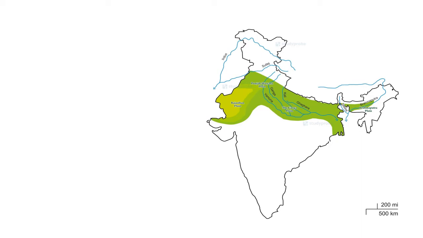Welcome students, and in today's class I will be discussing the northern plain. The northern plain lies in the northern part of India. It has been formed by the interplay of three major river systems, namely the Indus, the Ganga and the Brahmaputra.